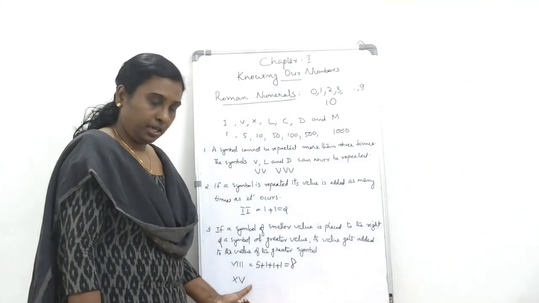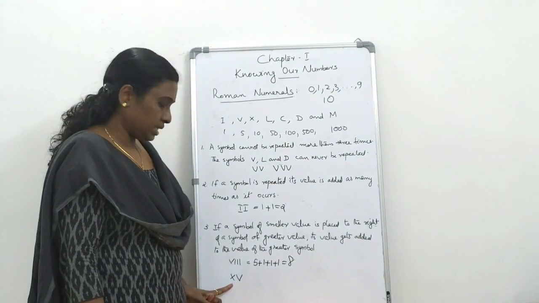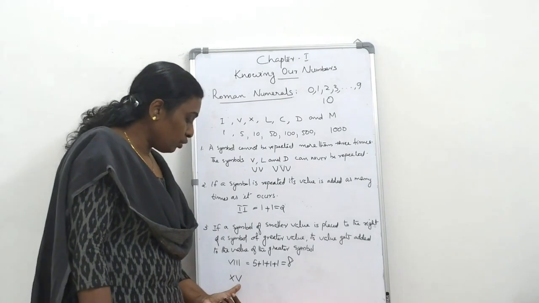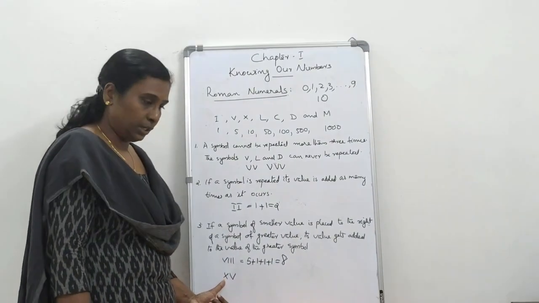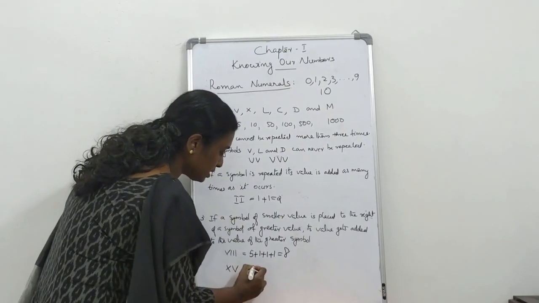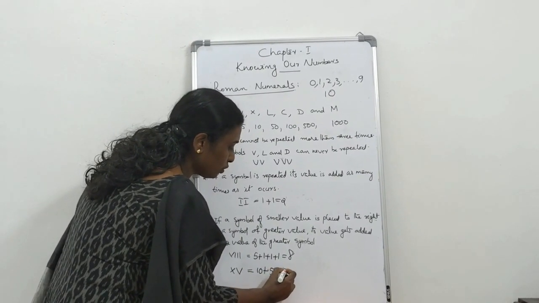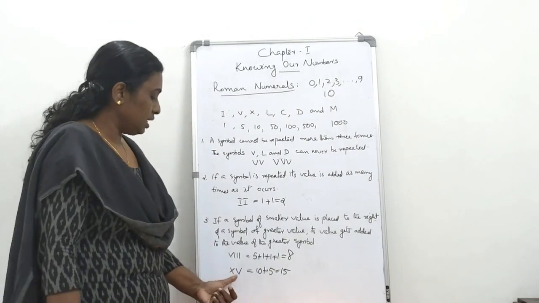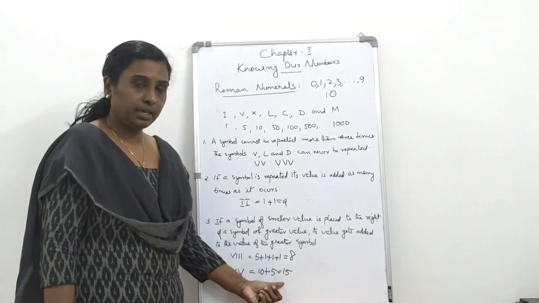Here, XV. V represents 5, X represents 10. That is, the smaller value 5 is placed to the right of the symbol of greater value. So, we can add this. That is, X represents 10, 10 plus V represents 5, 10 plus 5 equal to 15. This numeral represents 15. Okay.